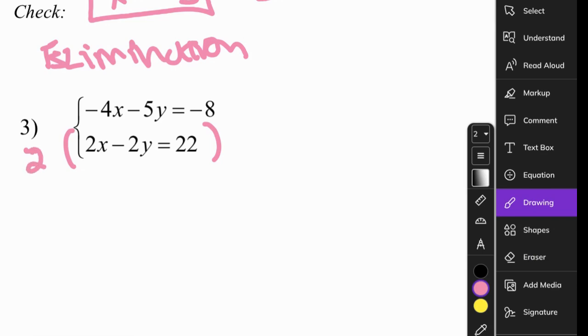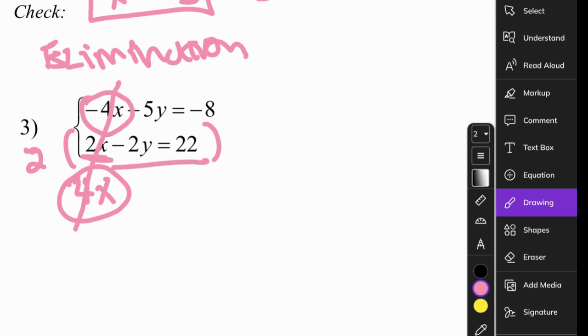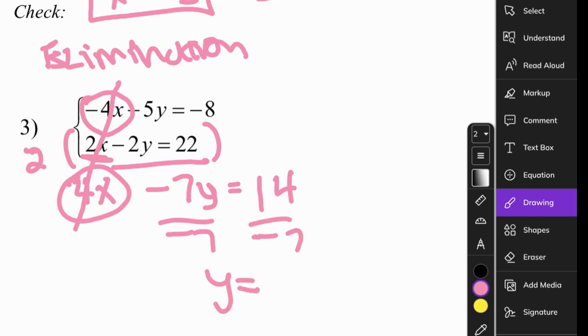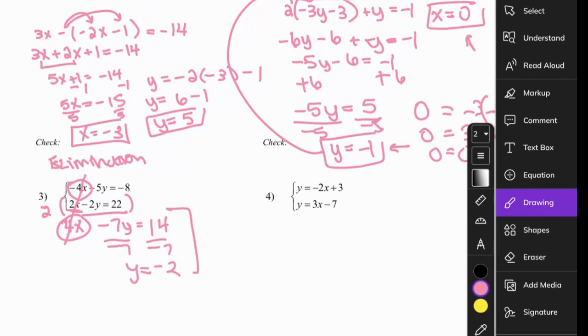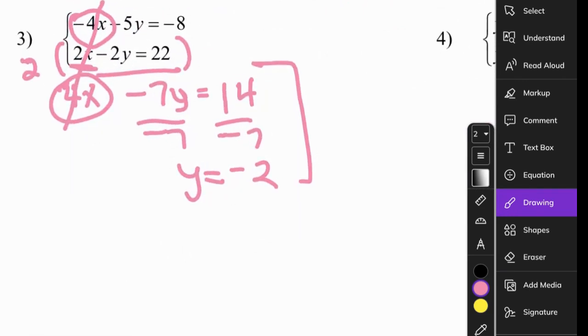When we multiply it by positive 2, essentially we're making this 4x. And as you can see, -4x plus 4x is 0. So that would get rid of the variable, and left we have -7y. So we just combine it just like normal addition. And then 22 minus 8, we have 14. And then divide by 7. y equals -2. As you can see, compared to substitution, we have a much shorter process of calculating.